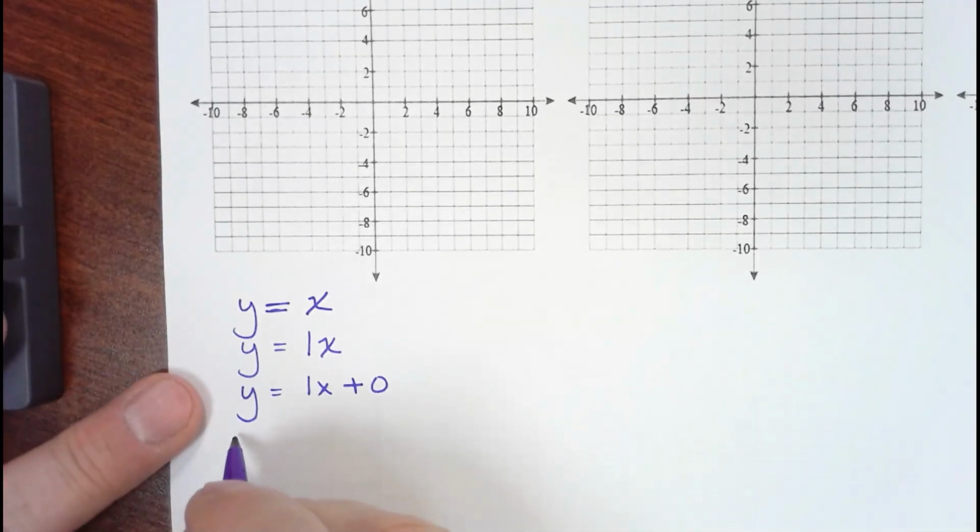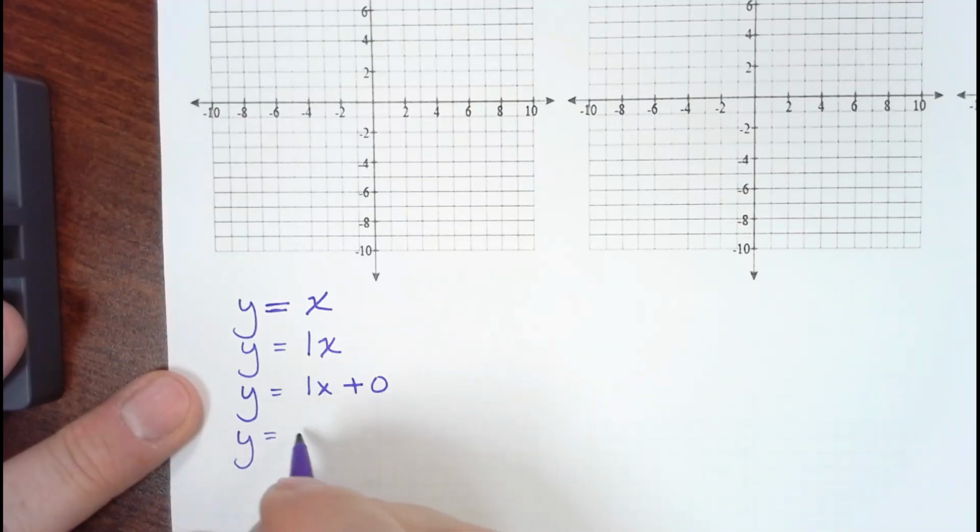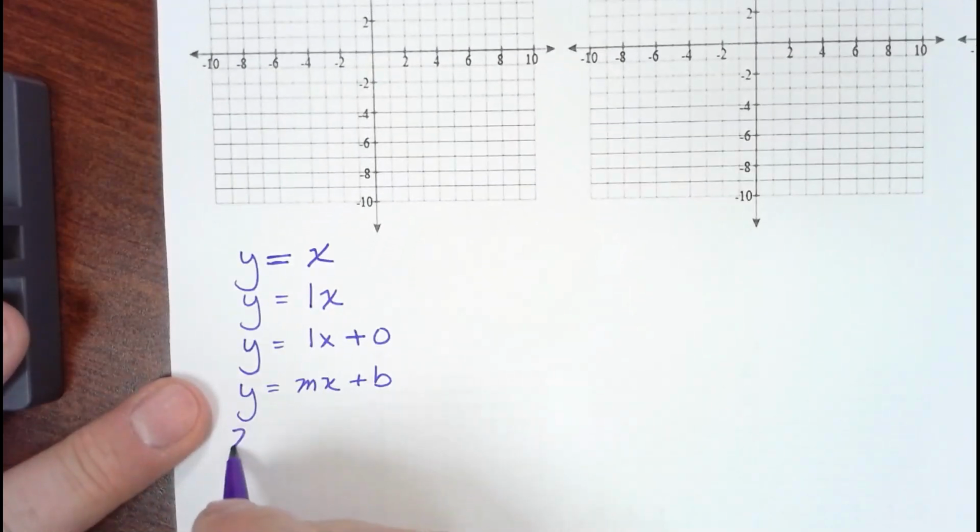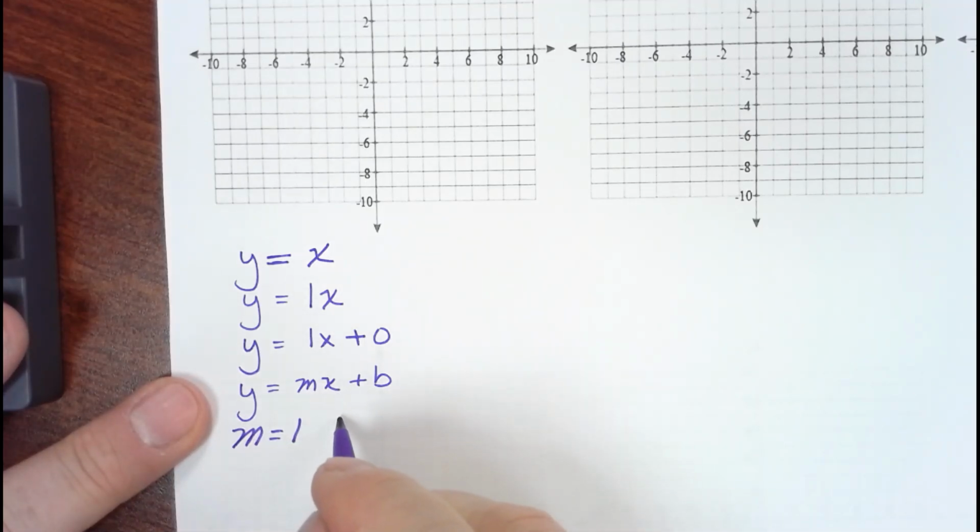The reason for this is that this equation is now in y equals mx plus b form, where my slope is 1 and it's constant, and my b value is equal to 0.